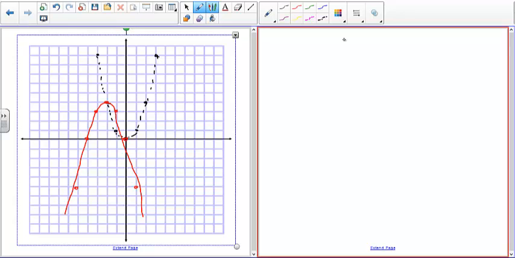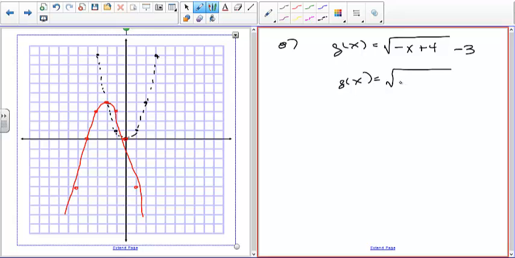Okay, so the next one, which is 8, g of x equals the square root of negative x plus 4 minus 3. Now the first thing that bugged me was the people who got it right, but they didn't do what they're supposed to here. So you factor out the negative sign. I don't know how many times I got to tell you guys that, but you factor out the negative sign from here. And at this point, you can use the rules that we've learned.